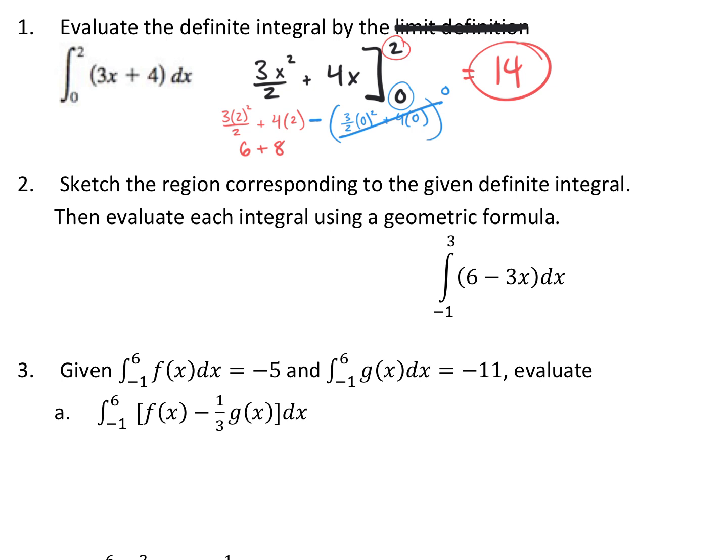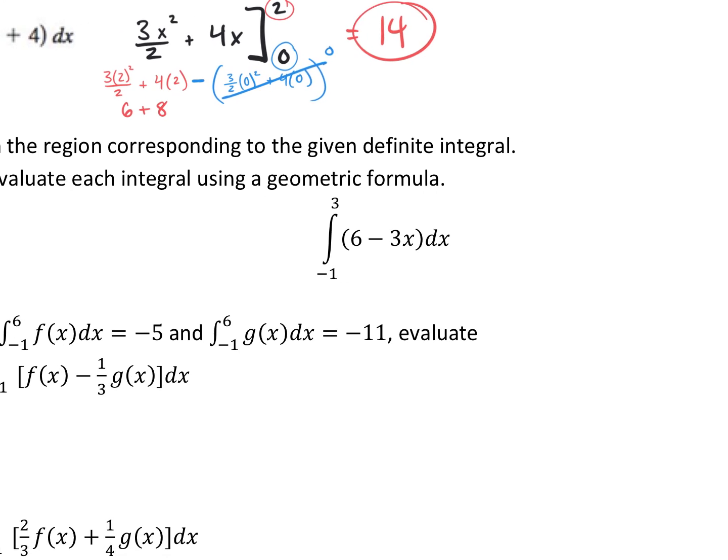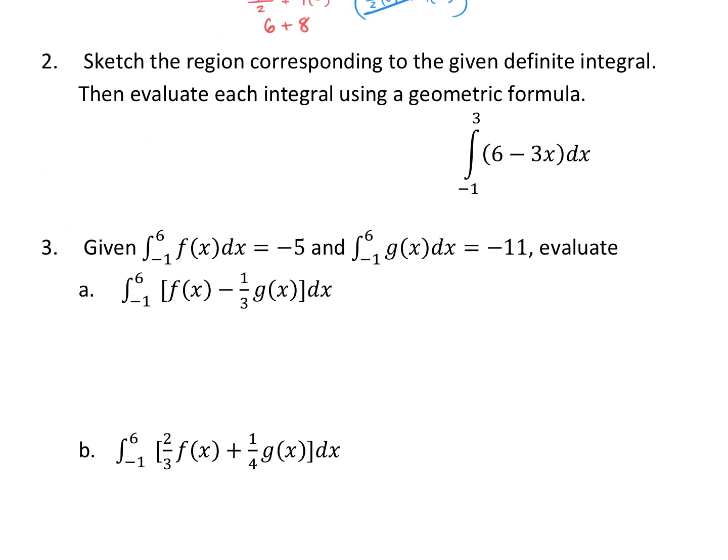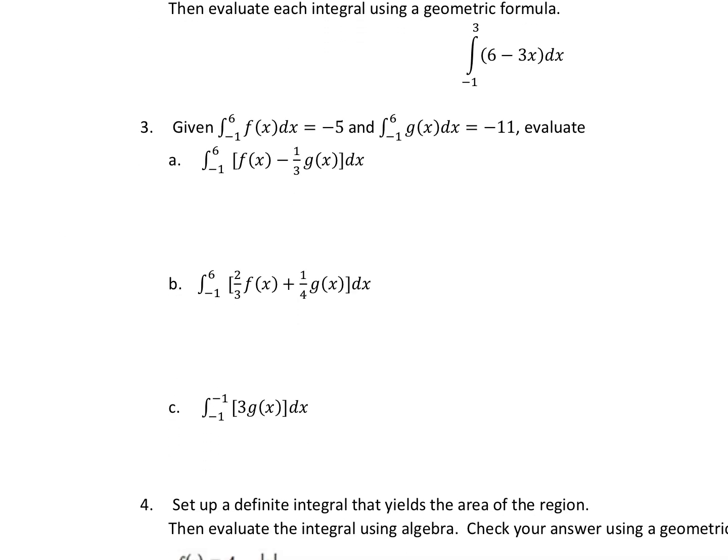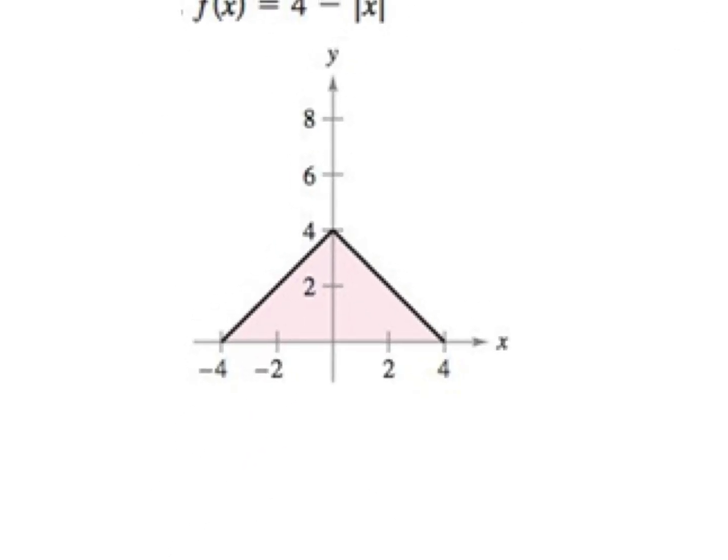For number 2, it says sketch the region corresponding to the given definite integral, then evaluate each integral using a geometric formula. You can evaluate this using your definite integral rule, so take the antiderivative from -1 to 3, or if you want to graph it and then find the area under your shape, you could do it that way too. So you will have to find the area using a geometric formula, but it'll give you the graph. And you find the height by solving it the way that we did the last problem, right? So if it was a question like this where it gave you the picture, you could just look at it and see what's your height, what's your width. So we don't have to find.